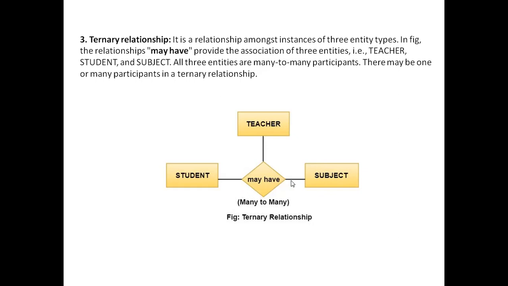So a many to many relationship is called a ternary relationship, which has three participants, more than two participants. Instead of participants, we say entities. More than two entities having a particular relationship is called a ternary relationship.